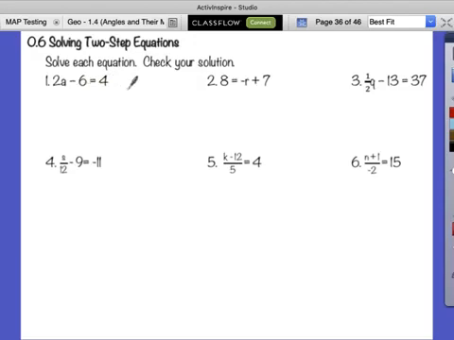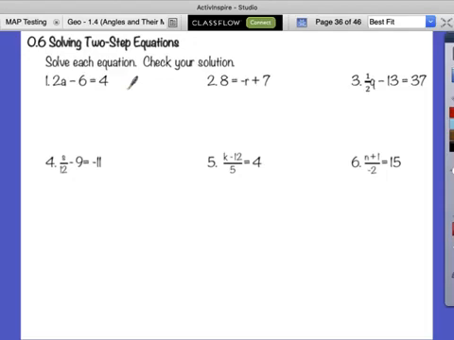So now instead of just one thing happening with our variable, we have two things happening. What's happening to our variable? What's one of the things? Being multiplied by 2, and what else? Subtracted by 6. So we have to say, well, what would we do first? Do you guys remember a certain way to help us remember what we would do first?